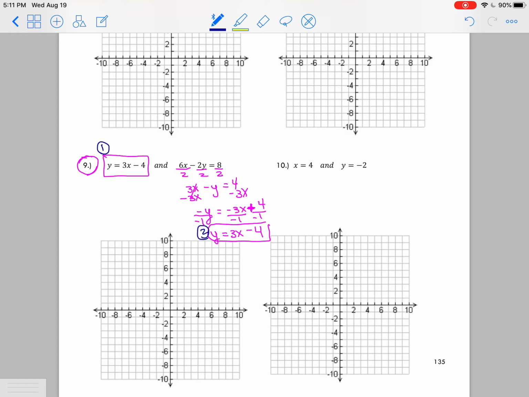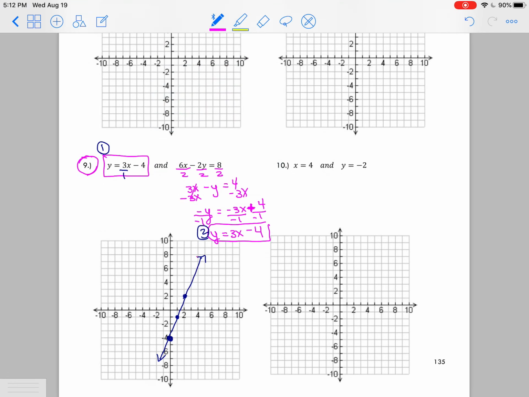Number 1, we're going to plot our y-intercept, and we're going to use our slope, which is 3/1. We go 1, 2, 3, 1. Right. The other one is right on top of it.